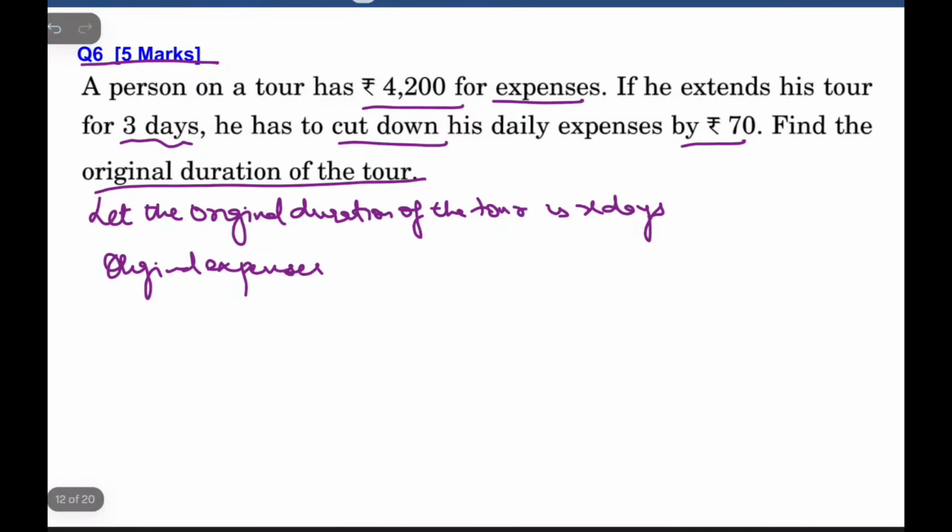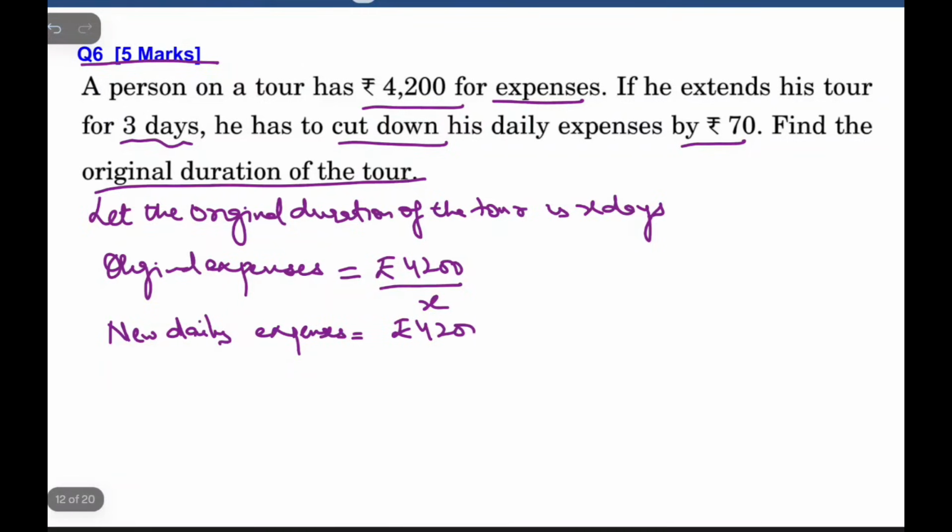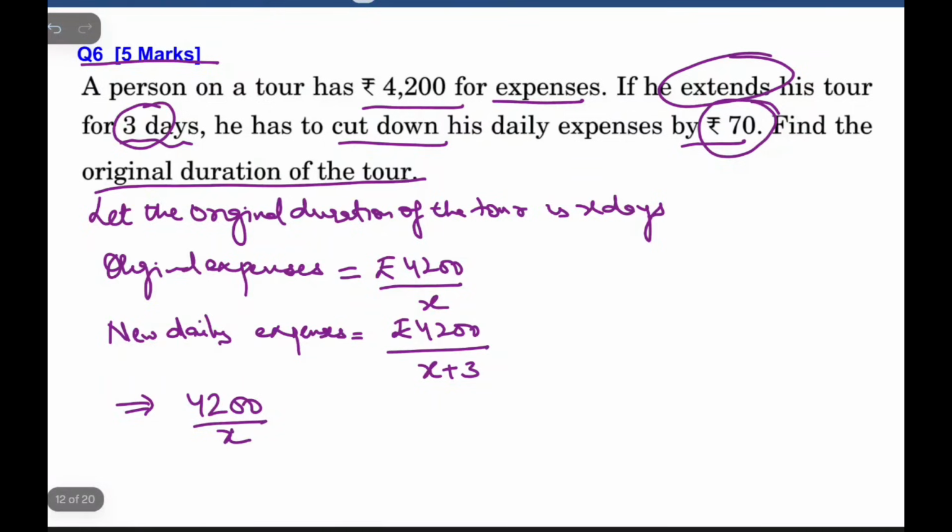So the original daily expense will be equal to 4,200 upon x. Now the new daily expense will be 4,200 upon x plus 3, as he extends his tour by 3 days. Now it has been given that he has to cut the daily expense by rupees 70. So that implies 4,200 upon x minus 4,200 upon x plus 3 is given to be 70.